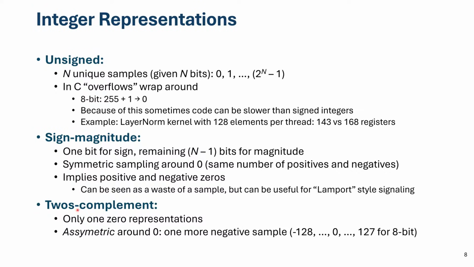It does have only a single 0 representation, but it is asymmetric around 0. It will have 1 more negative sample than positive, right? So for 8-bit integers, you'll go from negative 128 all the way to positive 127. That usually doesn't matter.